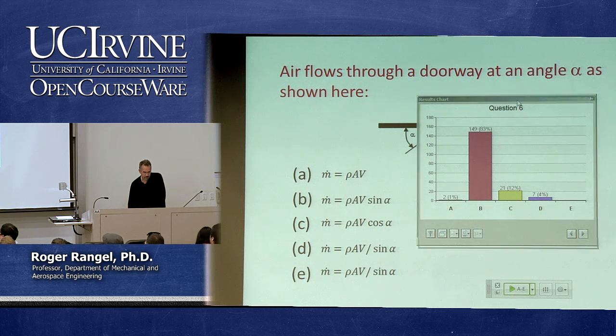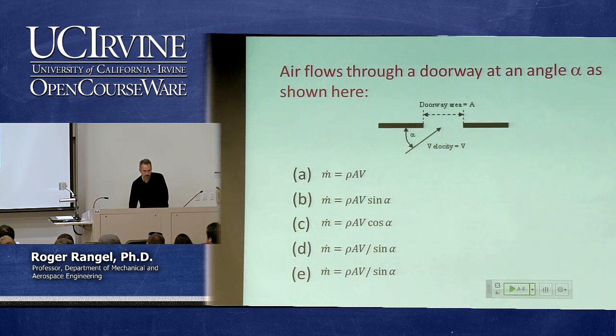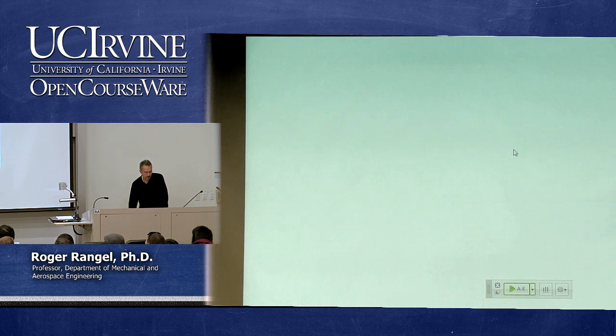And that is correct too. Right, the sine, that's what gives you the normal component of the velocity, right? That's related to the previous question. So you need the normal component of this velocity. That would be V sine alpha. So B was correct. Okay, enough of that.